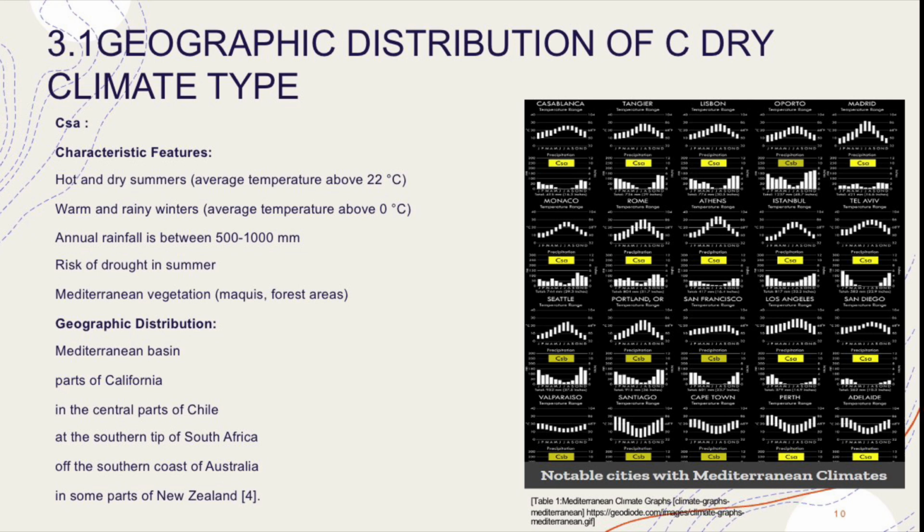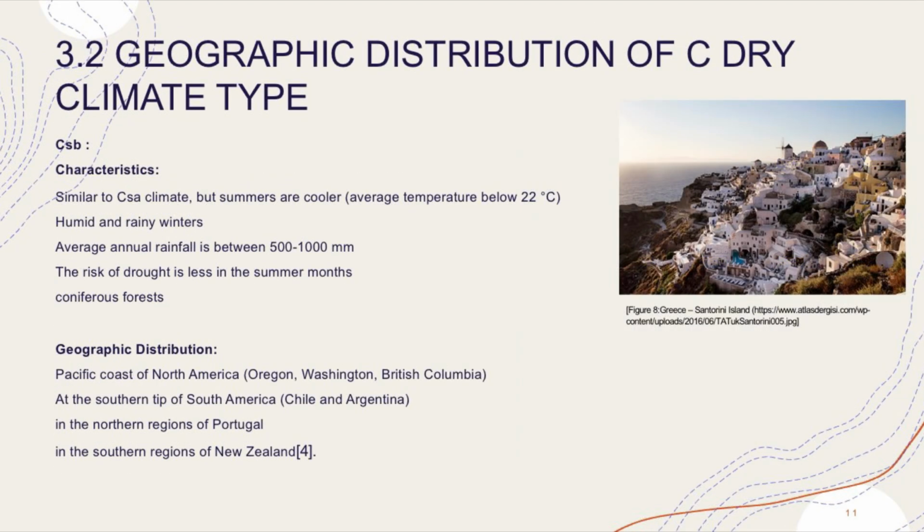Geographic distribution of C climate type. CSA. Characteristic features: hot and dry summers, warm and rainy winters. Annual rainfall is between 500 and 1000 mm. Risk of drought in summer. Mediterranean vegetation. Geographic distribution: Mediterranean basin, parts of California, the central parts of Chile, the southern tip of South America, the southern coast of Australia, and some parts of New Zealand.